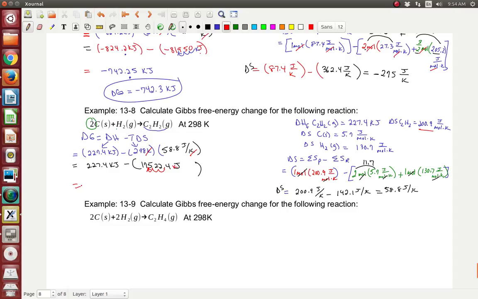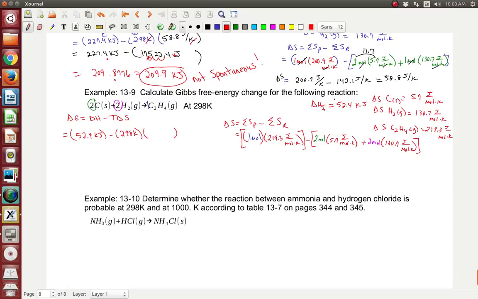So it's 227.4 minus 17.5224. Okay, and that gives me 209.8776. Okay, again, ends in the tens place, so 209.9 kilojoules. Now notice this time, it's positive, so it's not spontaneous. All right? Positive, not spontaneous. We have at least one more to go.